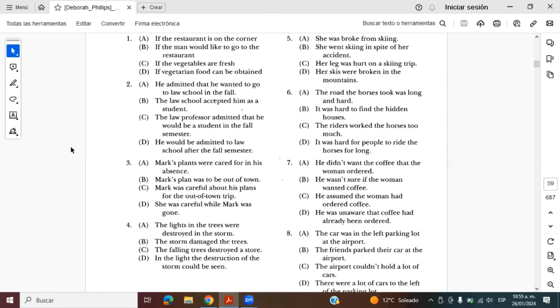Number 2. Has Harry heard from the law school yet? Yes, he was admitted by the law school for the fall semester. What happened to Harry? Number 3. Mark said that you were a lot of help. Well, I took care of his plants while he was out of town. What does the woman mean?